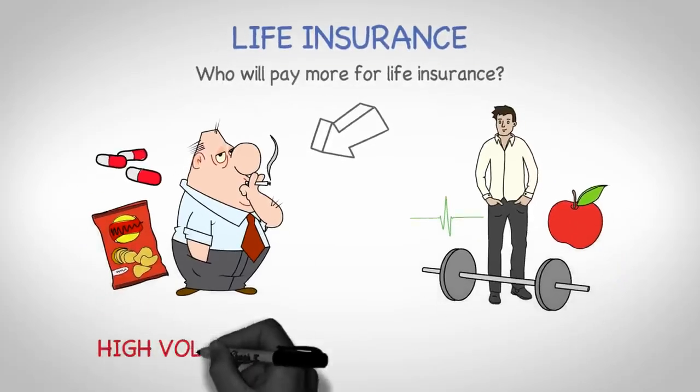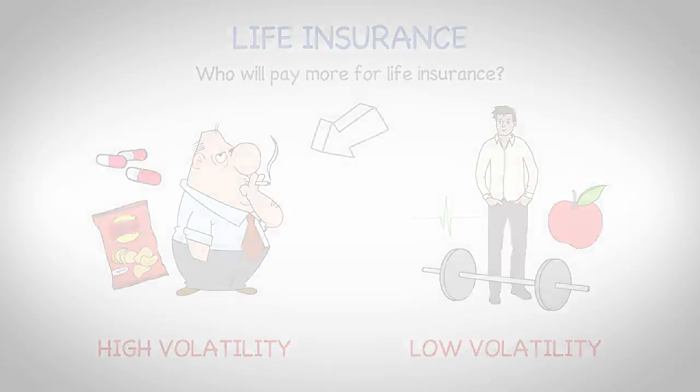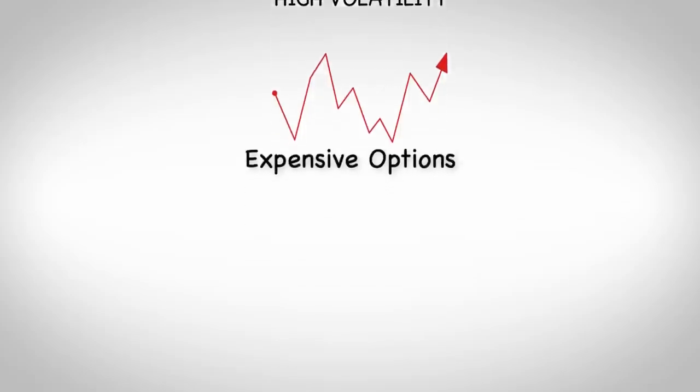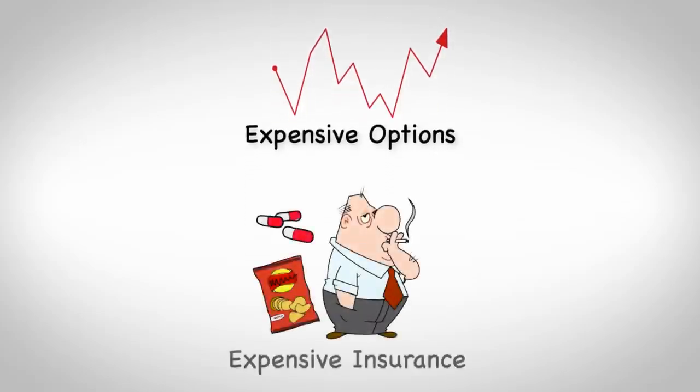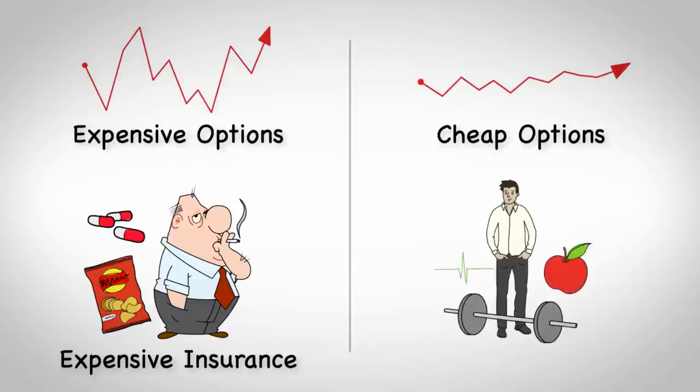Now think of this person as a stock with high volatility and this person as a stock with low volatility. So a high volatility stock is going to have more expensive options, just like a very unhealthy person is going to have to pay a ton of money for life insurance. And a low volatility stock is going to have cheap options in the same way that a very healthy person isn't going to have to pay that much for life insurance.